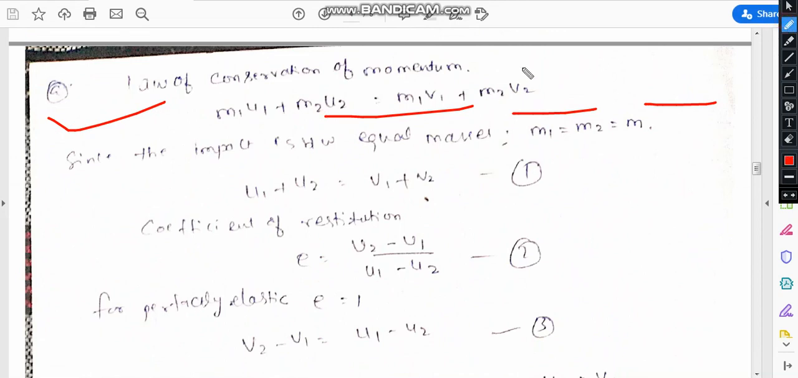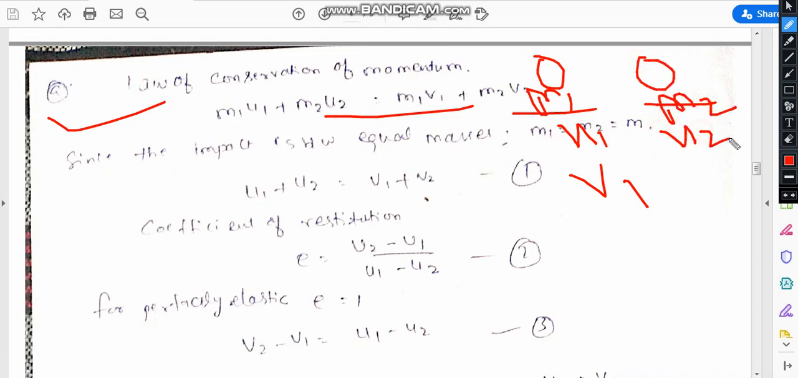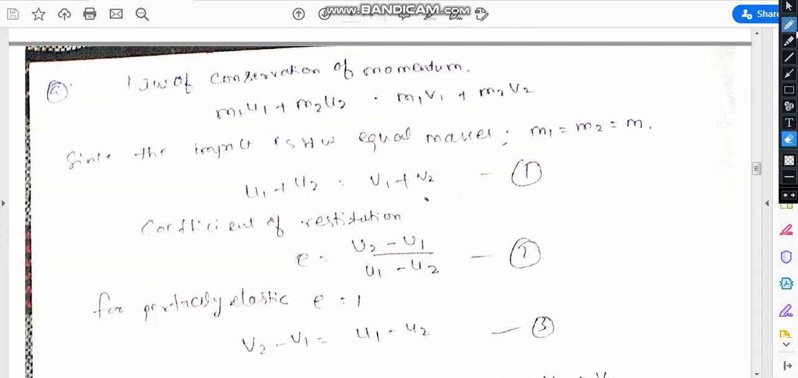Consider there are 2 bodies. One has mass m1, initial velocity u1, and velocity v1 after impact, and the other has mass m2, initial velocity u2, and final velocity v2. According to the law of conservation of momentum, m1 u1 plus m2 u2 equals m1 v1 plus m2 v2. Since both masses are equal, the masses cancel out, and we have u1 plus u2 equals v1 plus v2.